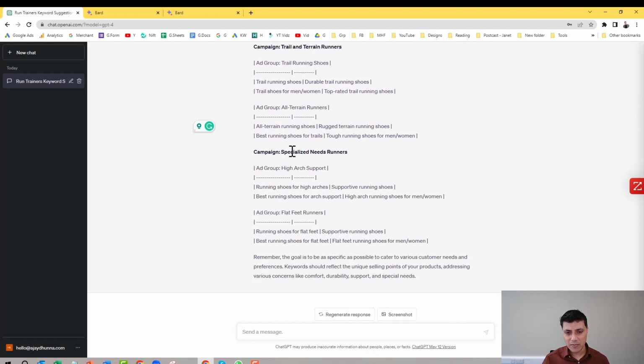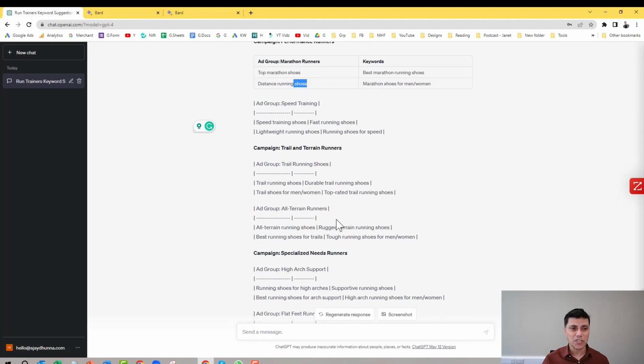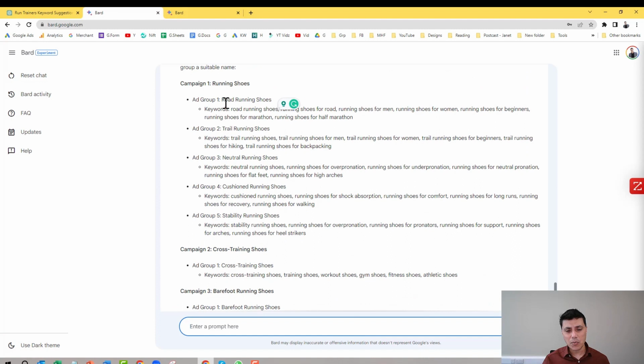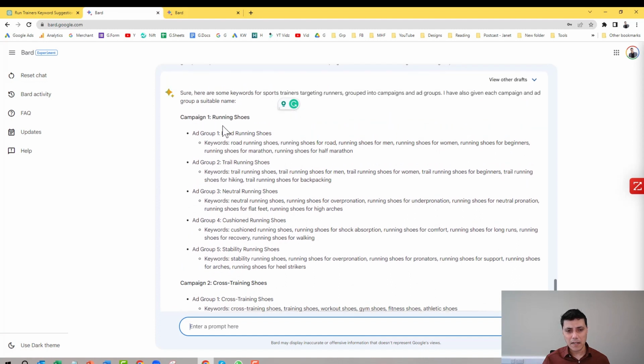Specialized needs trainers, high arc sport running shoes for high arches. Yeah, it seemed to be pretty good, but it just mixed up its structure a little bit. Let's see what Bard has done. So Bard has created a structure.